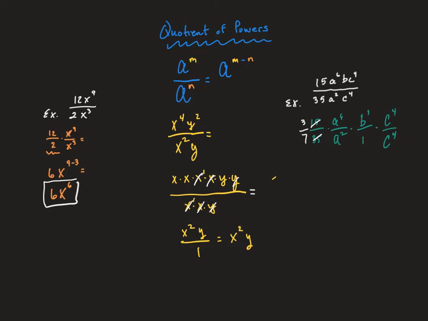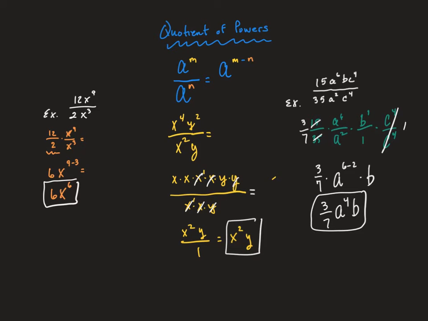And I hope here, if we do some simplifying, we can see that this is going to simplify down to 3 over 7, and this is going to simplify down to 1. So I'm going to have 3 over 7 times a to the 6th minus 2 times b, and that is going to be 3 over 7 a to the 4th b. There you go, and that is going to be my simplified expression. So that is using the quotient rule. We're using subtraction.